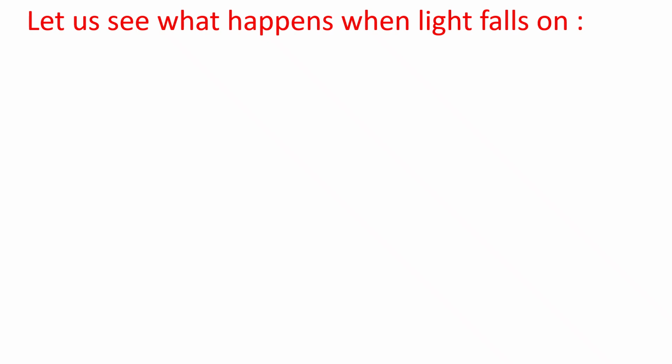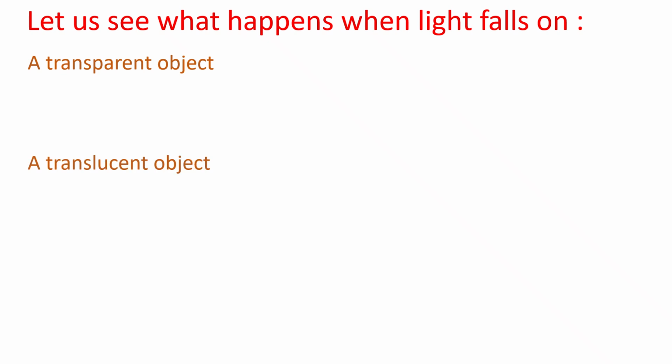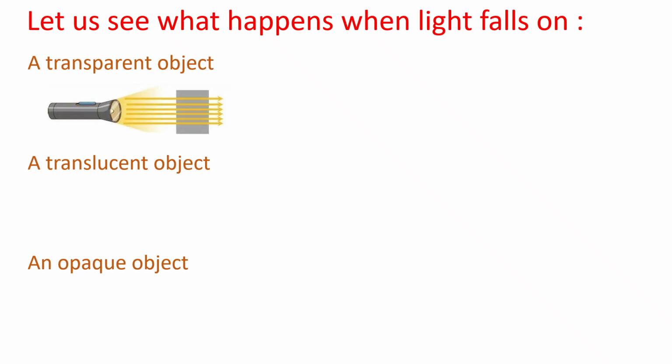The three mediums we are taking here are a transparent object, a translucent object and an opaque object. First, when light falls on a transparent object, all the light rays get reflected. As you can see here, there is a torch giving out light, and this is a transparent object. When light falls on it, all the light rays are getting reflected here.